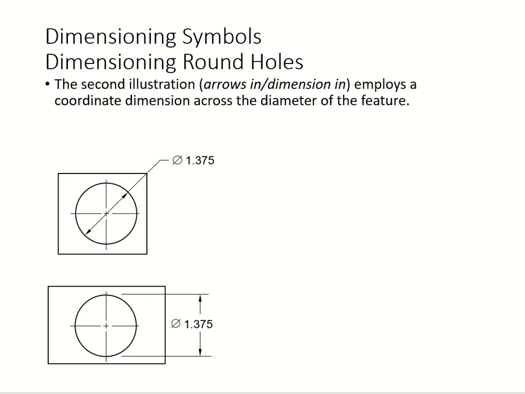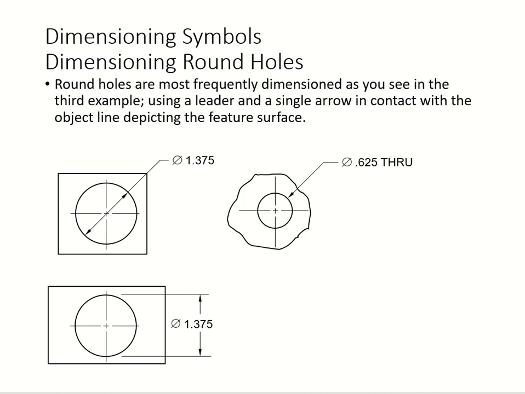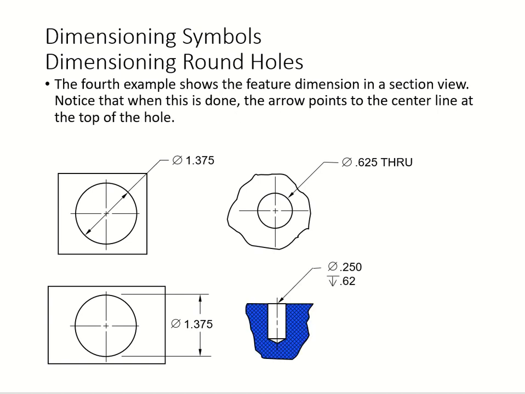The next one here is arrow in, dimension in. Your arrow is in, dimension is in, for this diameter. Here we use a leader line. This is the more common type we use. The next one shows you the diameter of this. Here is your depth, and it is your cylinder. The cylinder diameter is this much, 0.250, and the depth is 0.62.